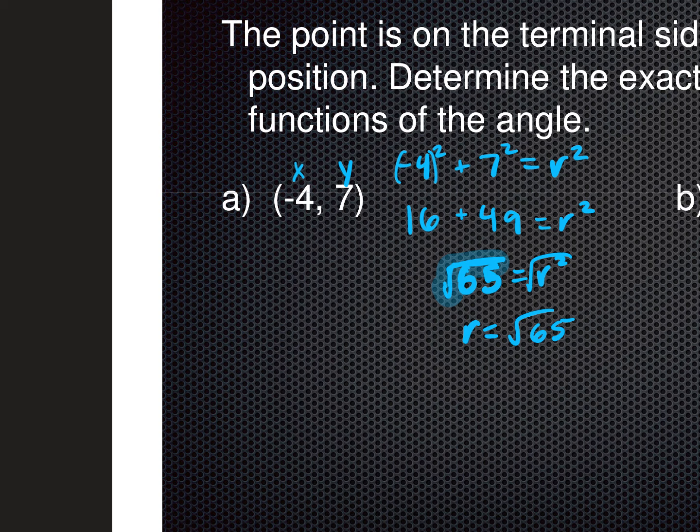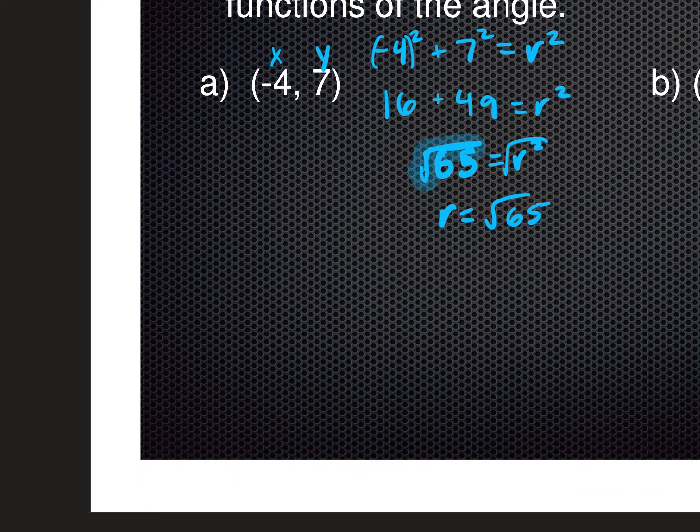So we just plug in x, y, and r into our 6 trig functions. So starting with sine. Sine is y over r. So it'd be 7 over square root 65. Just like before, we have to rationalize. So multiply by the square root of 65 for our numerator and denominator. So we get 7 square root 65 over 65.